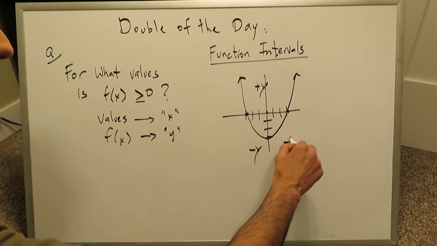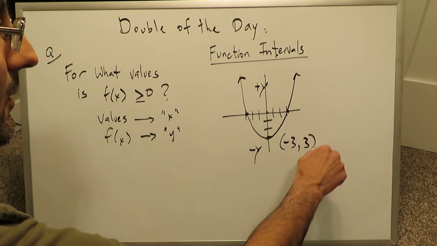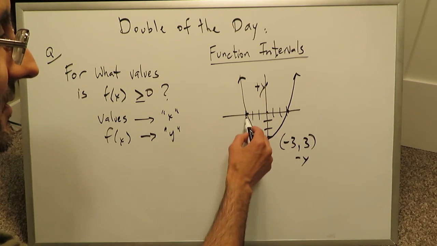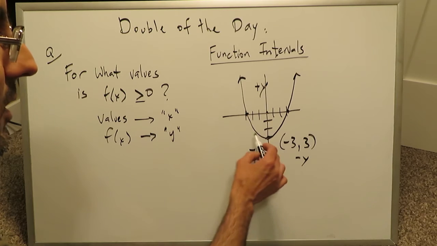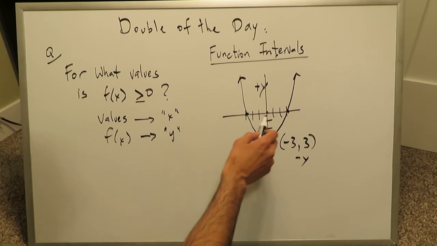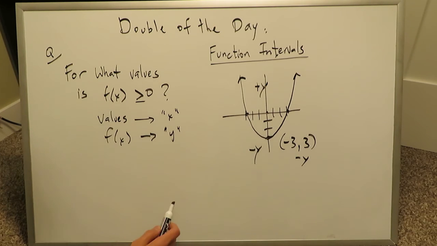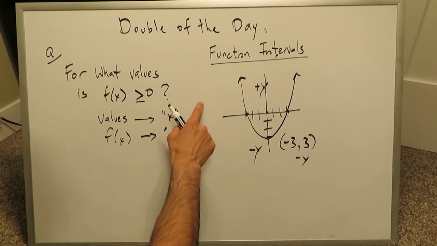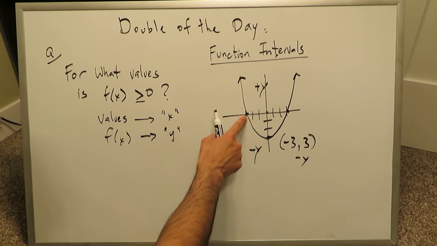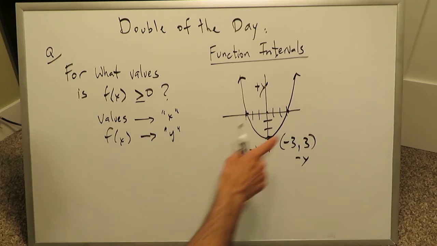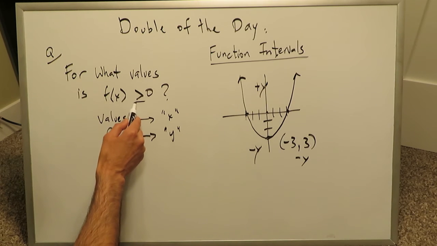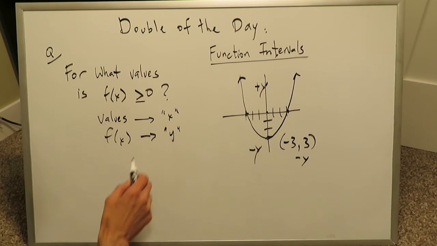From -3 to +3, the y values are negative because the curve is in the negative quadrant in terms of y. Above these values, it's positive. But how would you write it? You're looking at all the values here from -infinity up to this point, and then from 3 up to this point, because here we have a key difference. Here we have greater than or equal to.